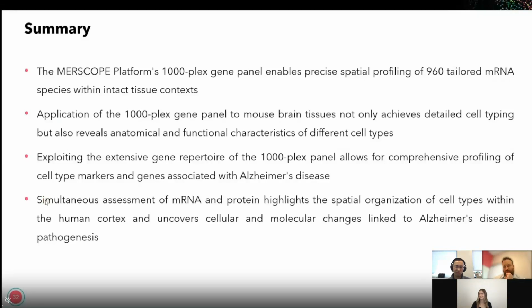Great, thank you, Renchao. All right, next question here. Are those A beta plaques identified by protein or protein stain? Yes, that's another unique feature of the MERSCOPE platform. Basically, we can combine protein staining with the MERFISH experiment. So the A beta here is identified by a specific antibody.